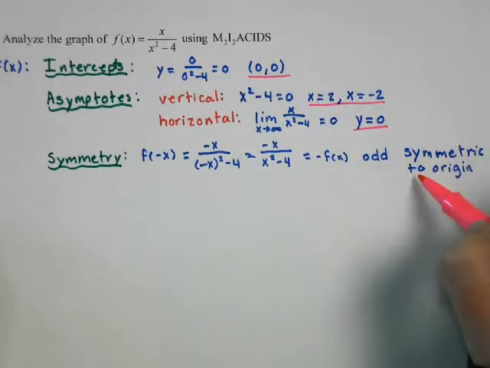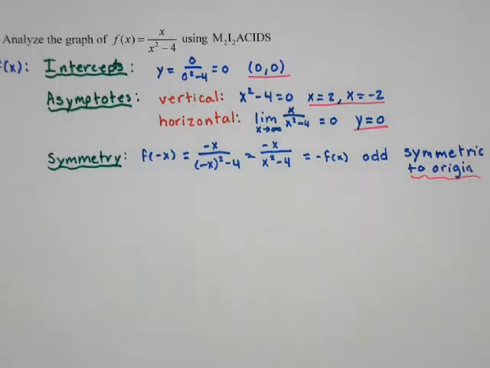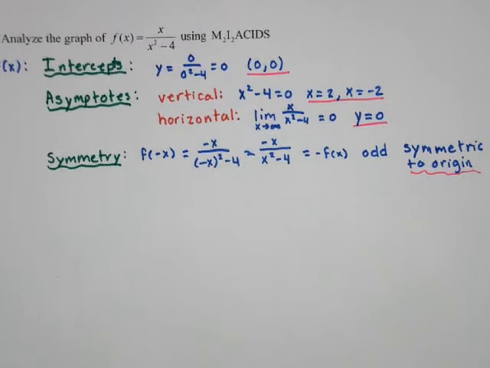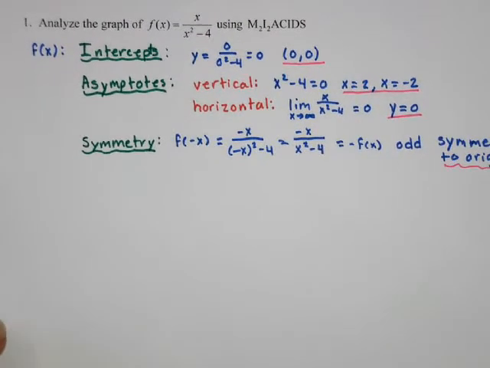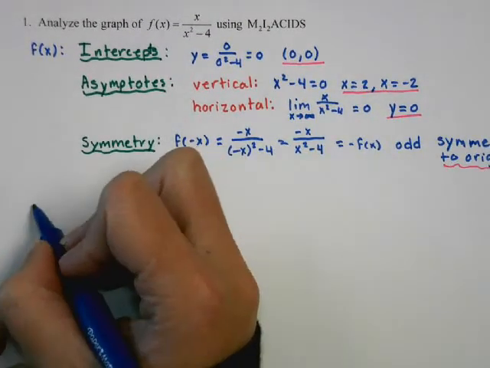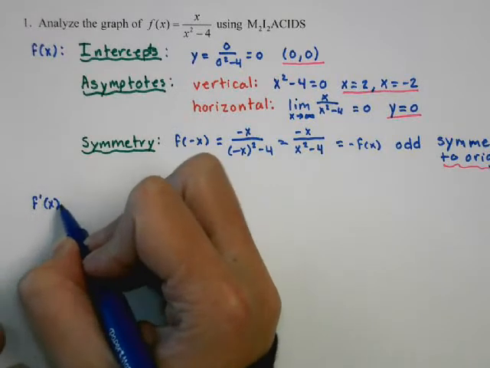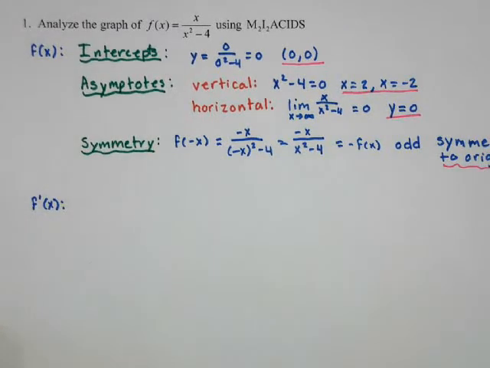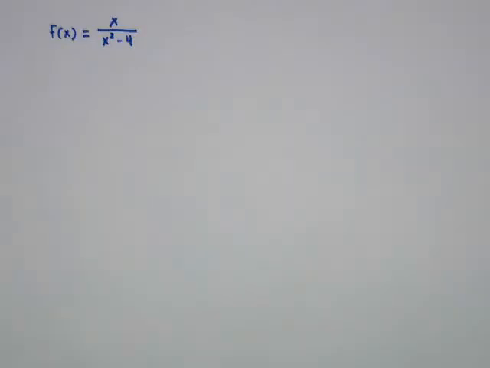So again, this will be a feature of our graph, that it's symmetric to the origin. So those are all the things that we can get from f of x. Now we're going to look at f prime of x. I'm going to do this derivative on a separate sheet so that we're going to be able to see everything here. All right, so I'm going to do this derivative here, and then I'll transfer it over to the other page.